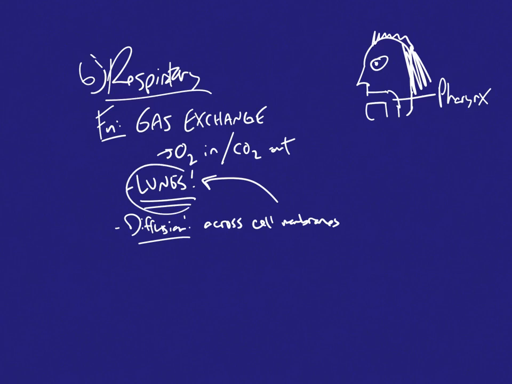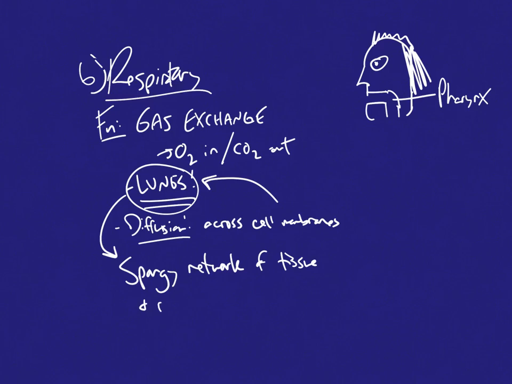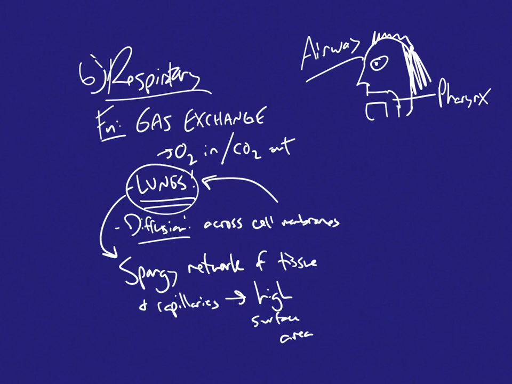Now, the lung is an interesting thing. It's almost like a sponge, right? It's a spongy network of tissue and tiny blood vessels called capillaries. And the main goal here is to have a really high surface area so that these gases can exchange in and out of the bloodstream very easily. Now, let's look back here at Larry's airway for a moment. Just below the pharynx is a tube that has cartilage around it.